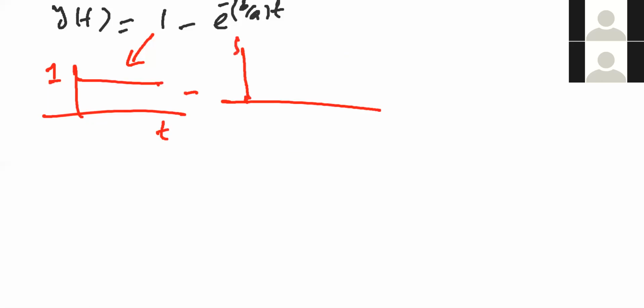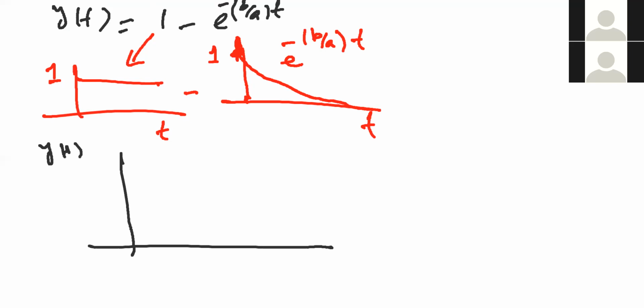The second one is the exponential function, and the magnitude, let me be more specific, this is the exponential function e raised to the power minus b by a multiplied by t, and this is t. This also has magnitude equal to 1. If you combine the two functions, the first function minus the second function, it will be equal to 0 at the start. So this is y of t, and you will get the exponential function like this.